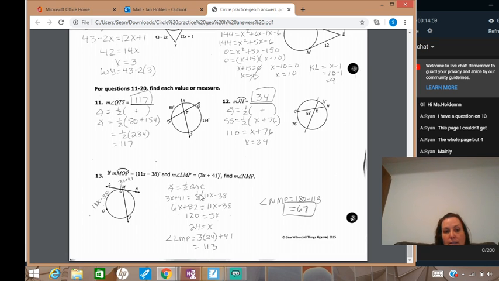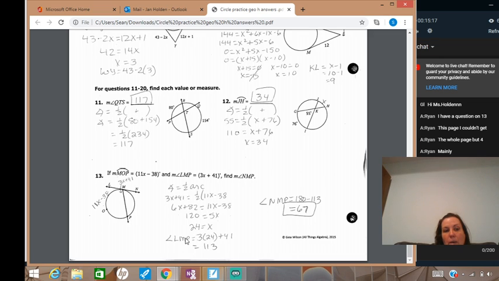Because if I multiply this side by 2 to get rid of the 1/2, I have to multiply this whole side by 2. So that's where the 6x plus 82 is coming in. I subtract 6x from 11x, I get 5x. I add 38 to 82 and I get 120.